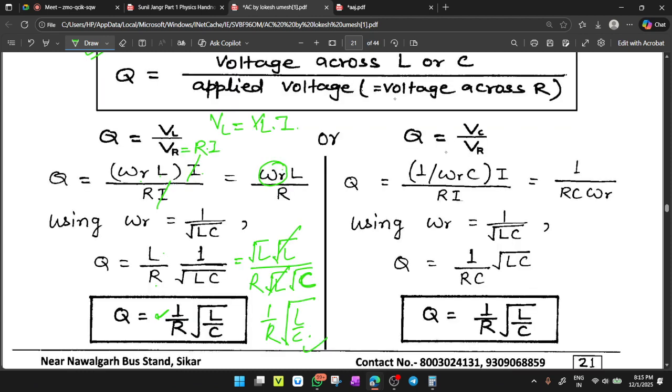Fine. Now quality factor Q equals VC by VR. So VC equals XC multiplied by I, upon VR, which is R into I. I and I get cancelled out. So here it equals XC upon R. XC equals 1 upon omega R C at resonance condition. So place the value of omega R equal to 1 upon under root LC. So you will again get Q equal to 1 upon R under root L by C.